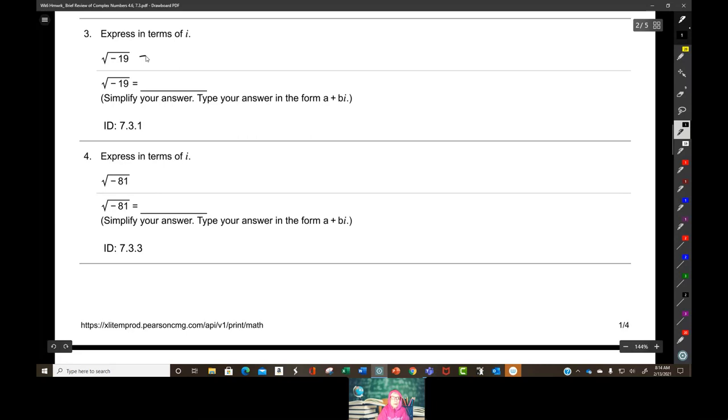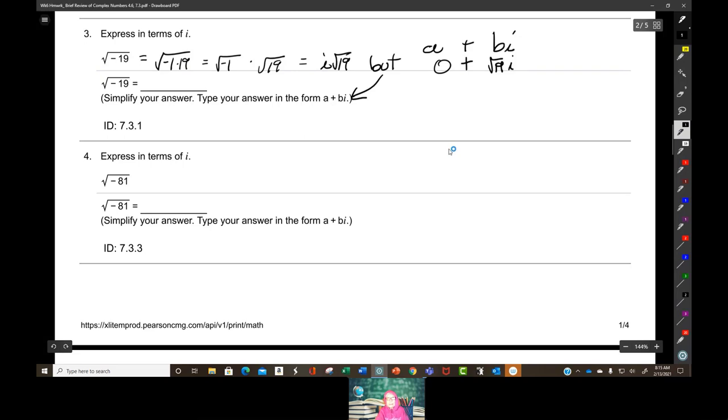Okay, square root of negative 19. 19 won't break down. It's a prime. So negative 1 times 19 equals the square root of negative 1 times the square root of 19, which would be i times the square root of 19. But there are the instructions, so we're going to put this in the form a plus b times i. So 0 plus the square root of 19 times i. And now here's your a, here's your b times i.